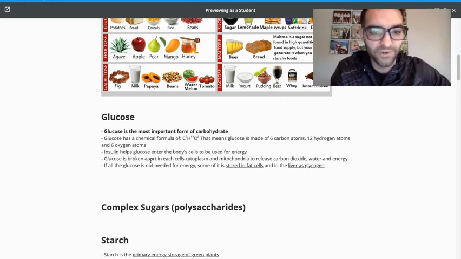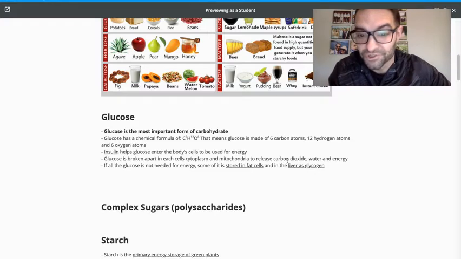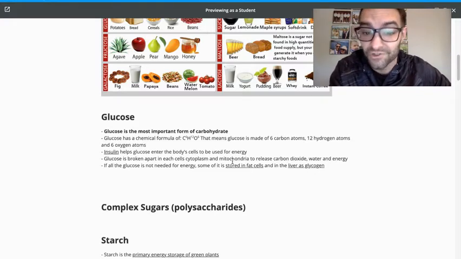Glucose then is broken apart in each cell's cytoplasm and mitochondria to release carbon dioxide, water, and energy. So they get broken apart. That's the metabolism, and that actually occurs within the cells, and the mitochondria is a big piece of that.